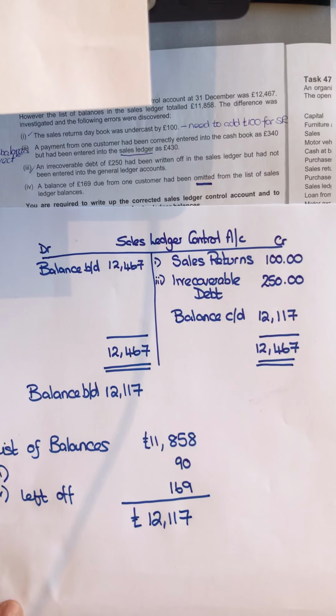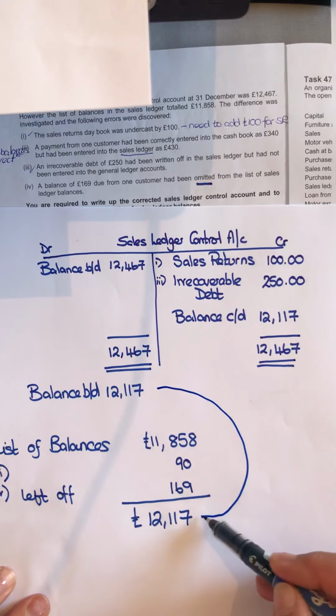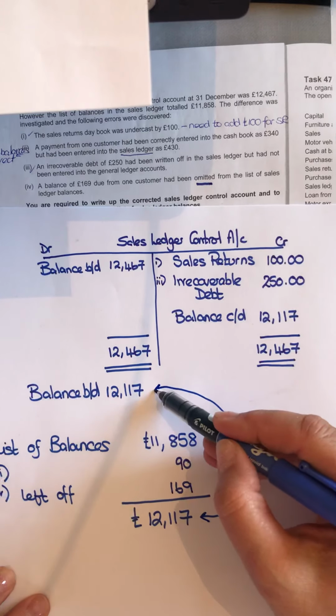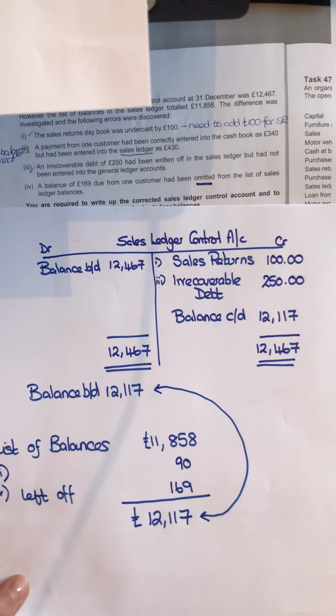We've now balanced the sales ledger control account with the list of balances because the two figures are the same. The total of our list of balances now agrees with the balance brought down figure on our sales ledger control account. So when you've had time to look at your question again, cover up your answer and see if you can have a go and make it agree with what I've just shown you.